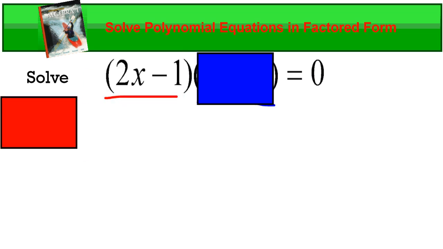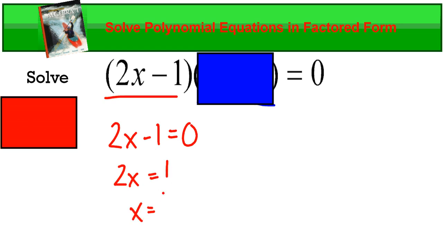Let's say it was the red thing that was equal to 0. So maybe I know 2x minus 1 equals 0. Well, then I just solve. This is from back in September. Add 1, I get 2x equals 1. Divide by 2, I get x equals a half. So there's one of my answers.